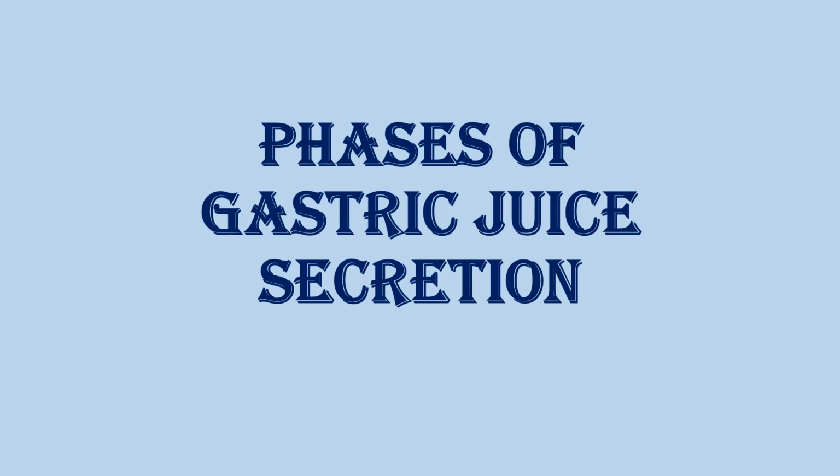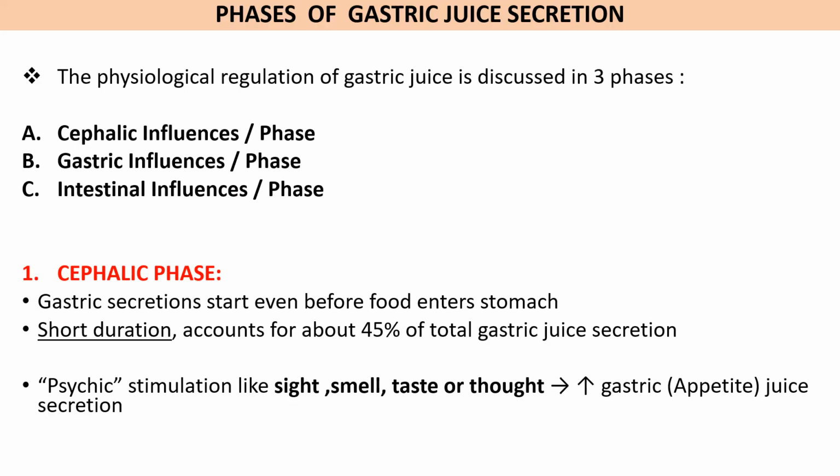Let us see the various phases of gastric juice secretion. Meal-related gastric secretions can be divided into three phases, namely the cephalic phase, gastric phase and the intestinal phase. The cephalic phase contributes about 45% of the total gastric juice secretion, and it starts before the food enters the stomach. The secretion of gastric juice in the cephalic phase is initiated by the sight, smell, taste or even thought of food.